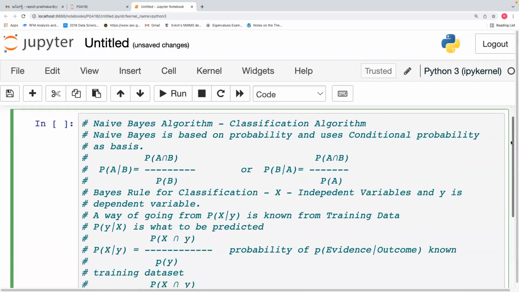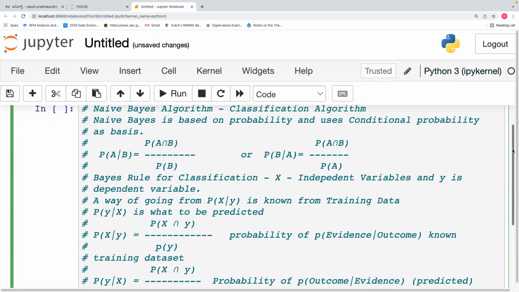So basically, the naive Bayes algorithm is a classification algorithm and uses conditional probability. Probability of A given B is equal to probability of A intersection B divided by probability of B, or probability of B given A has occurred is probability of A intersection B divided by probability of A. X will be your independent variables, Y is your dependent variable. Probability of X given Y, or probability of evidence given outcome, is known from the training data set. Probability of outcome given X evidence is what we need to predict in the algorithm.